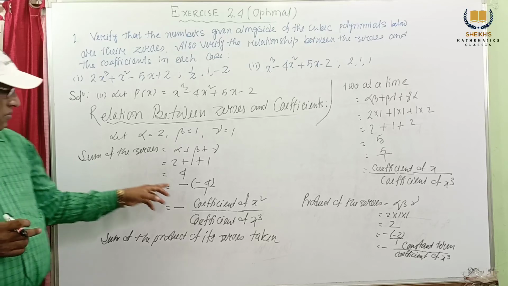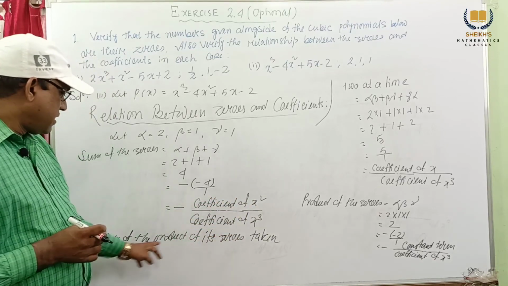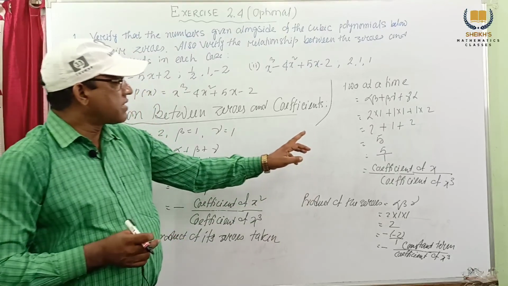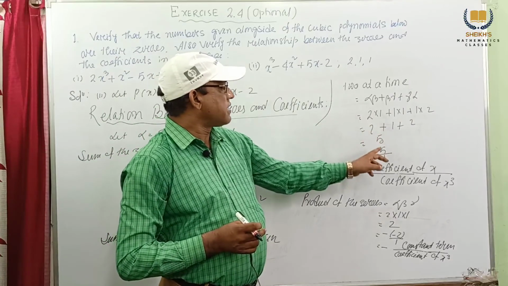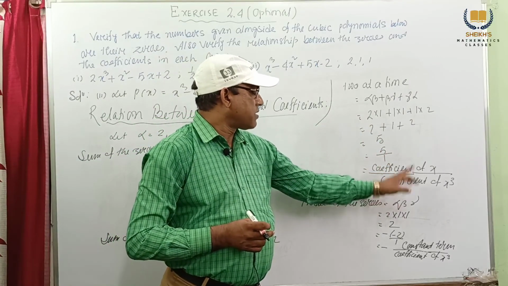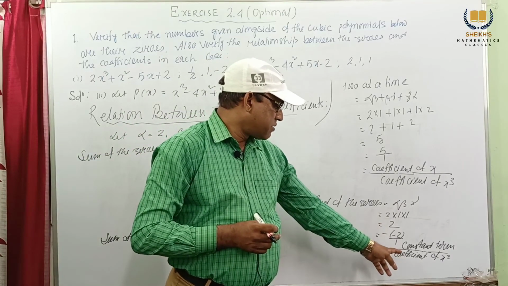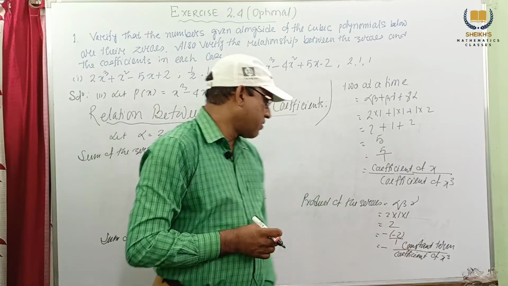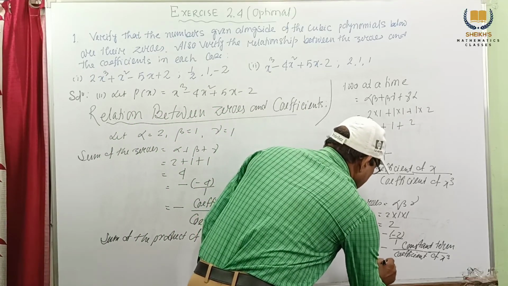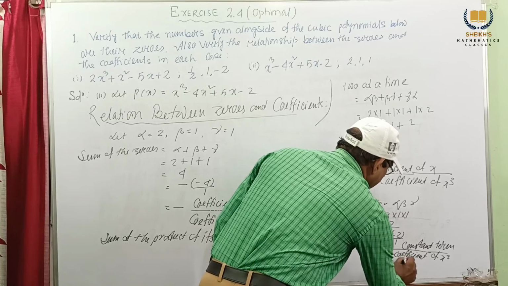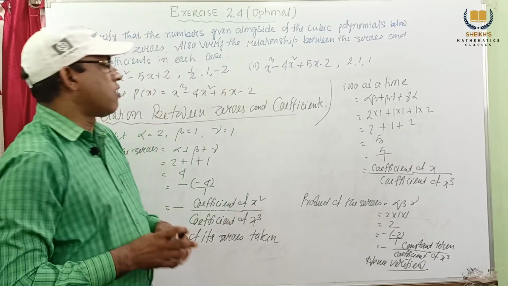This is the relation between zeros and coefficients. Sum of the zeros equals minus coefficient of x square by coefficient of x cube. Product of the zeros taken 2 at a time is coefficient of x by coefficient of x cube. And the last one, product of the zeros is minus constant term by coefficient of x cube. Hence verified. This is the verification between zeros and coefficient.